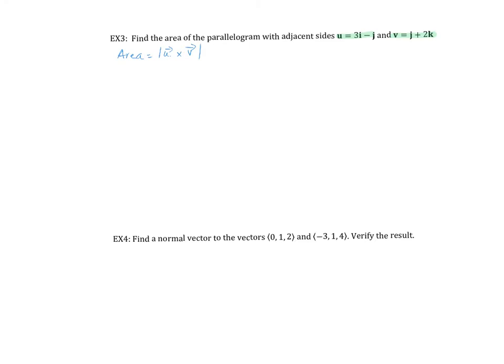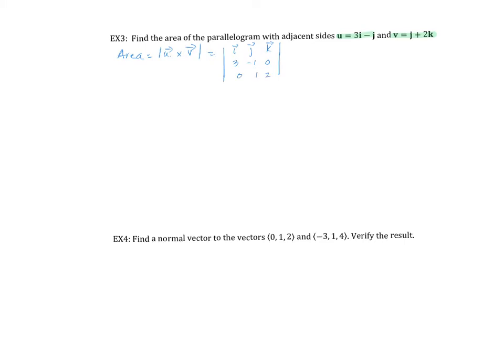And here we could look at, maybe I'll write it across here. We'll look at our i, j, k, with u being 3, negative 1, 0, and v is 0, 1, 2.